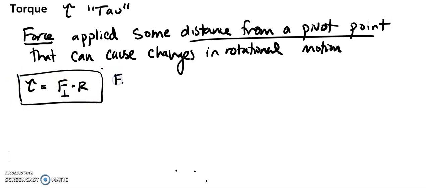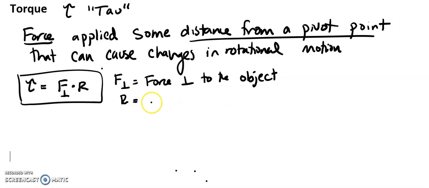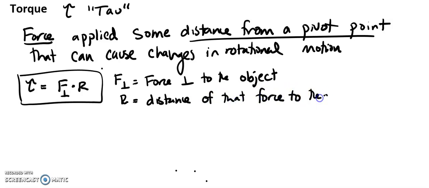So F perpendicular is a force that is perpendicular to the object. And r is the distance of that force to the pivot point. So F and r will always need to be perpendicular. Oftentimes for units, go ahead and write down the units, and then I'll write them down.